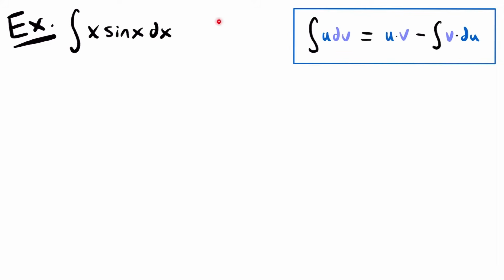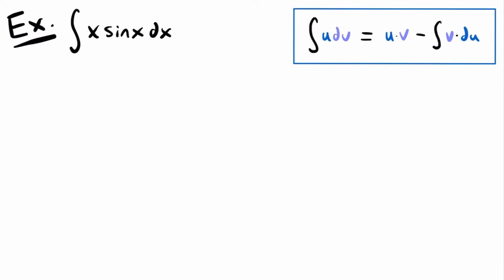All right, so here's our second example. This is the other integral that I showed you at the very beginning of this lesson, where I said we did not know how to integrate this, but now we can with integration by parts. And so we have the integral of x times sine x dx. And so if we're going to solve this integral using integration by parts, we need to determine what we're going to set equal to u and what we're going to set equal to dv.